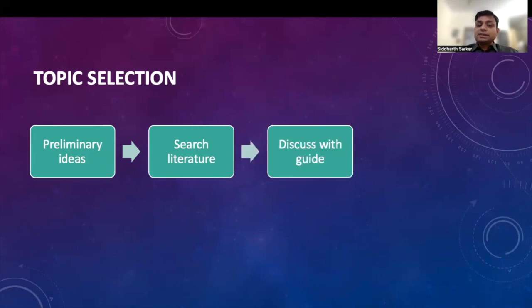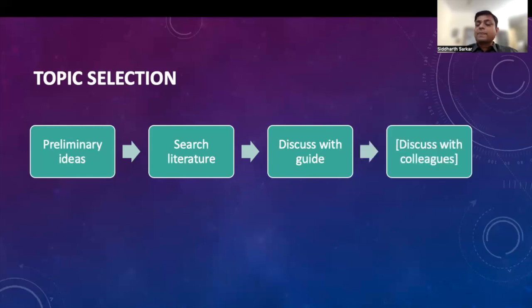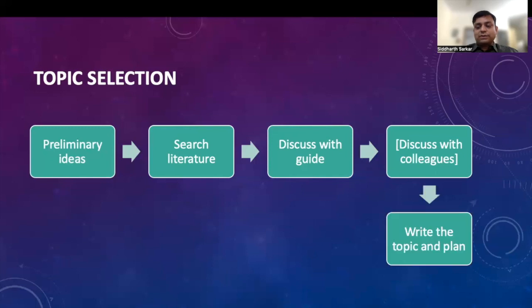Subsequently, you discuss that area, that topic with your guide, who may give you certain important feedback and advice about how to go about doing your research, what topic to choose. So the guide's views might be very helpful and important. You optionally also discuss with your colleagues, if you have trusted colleagues and mentors and seniors, who may give you certain insights about which topic to take, which topic might be pragmatic, which topics might be suitable according to your course.